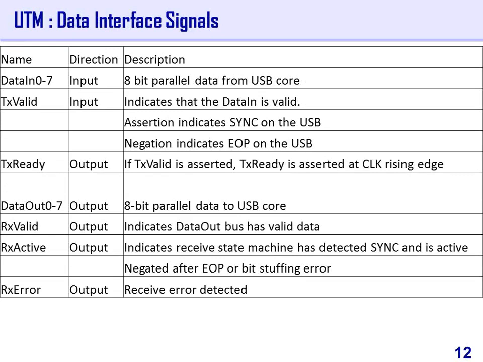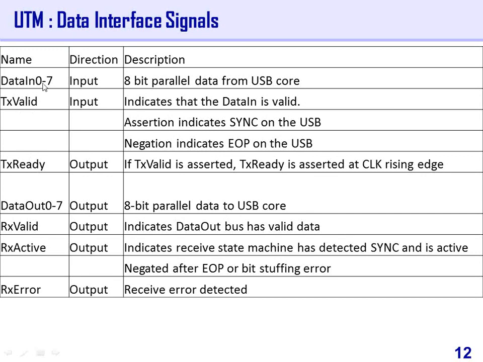Those things. These are the data interface signals. You see, there are two interfaces, data in and data out. You can write the data, you can read the data. For each one, there is a transmit valid, transmit ready. Valid is to tell that I am sending valid data. Ready is for the other part of the device to say that I am accepting this data. In receive, RX valid, RX active. These two are handshaking signals.